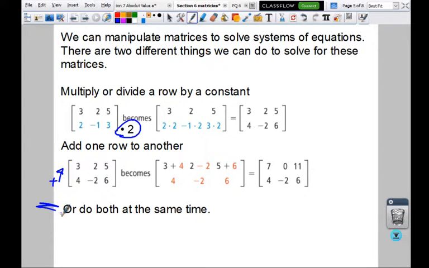And then there's one thing I forgot. You can also swap rows. Why? You'll see. We can also swap rows. I actually don't swap rows very much, but I probably should because it would save me time. But it's not as important as multiplying and then adding rows together.